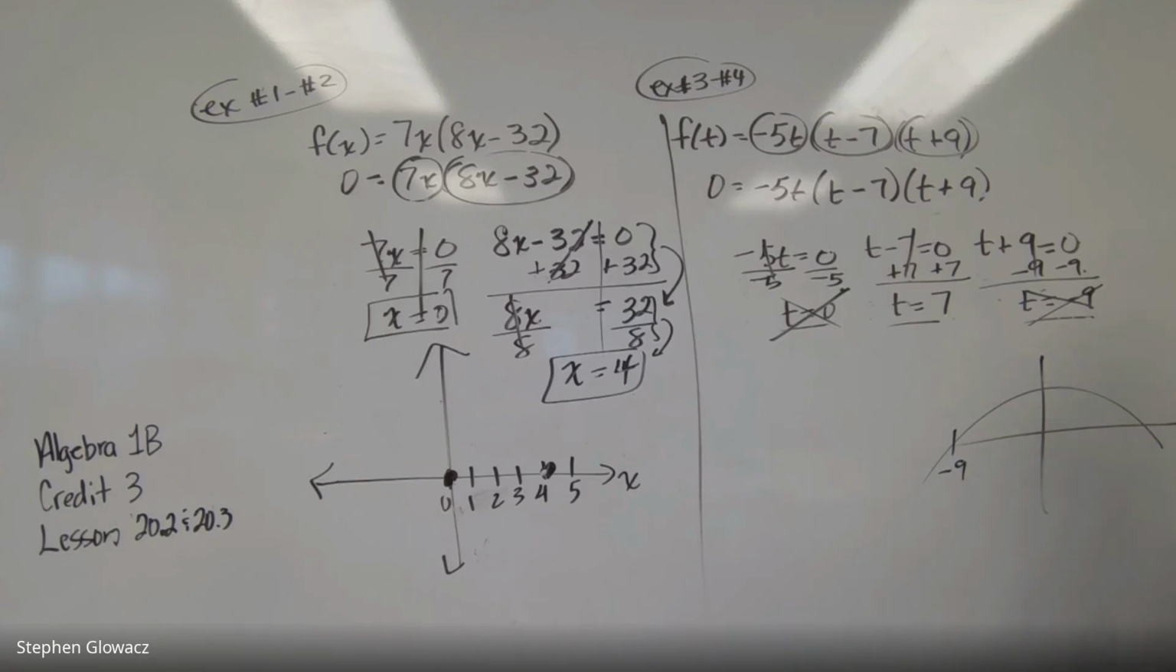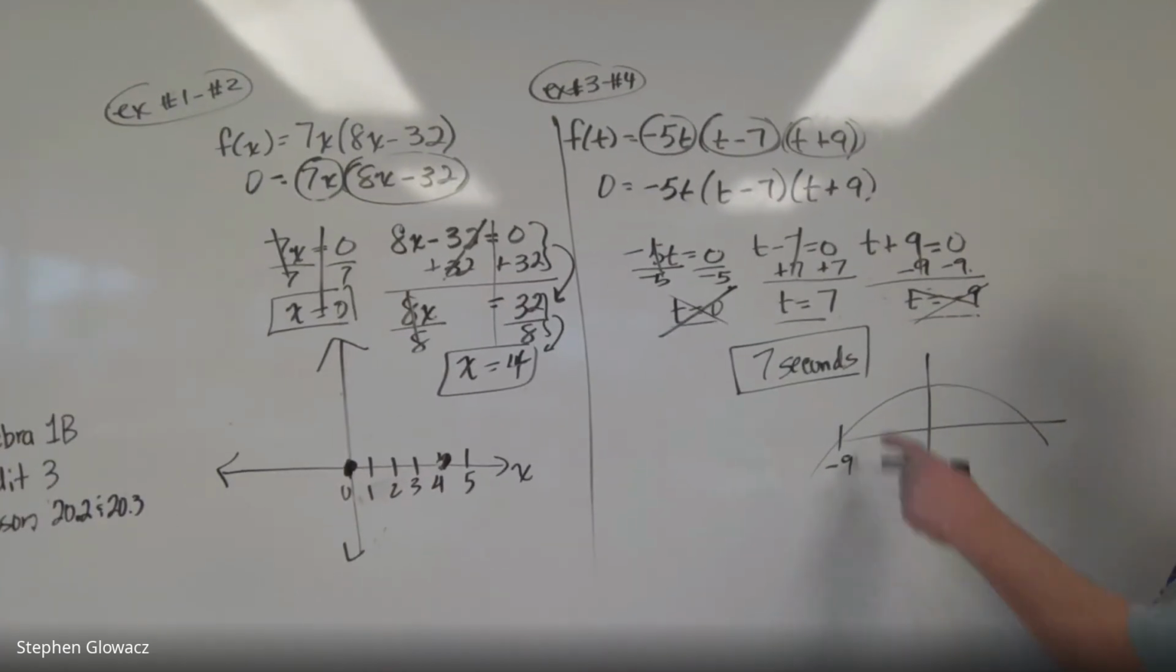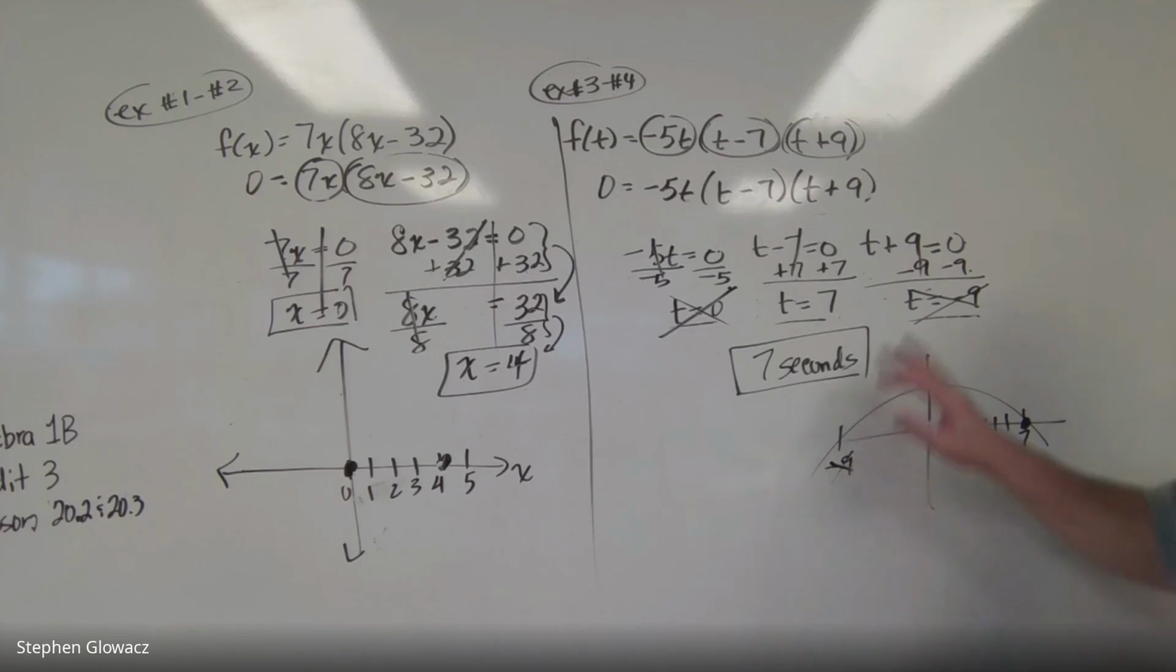So the only answer that makes sense is that the ball is in the air for 7 seconds. So our answer would be 7 seconds because it's the only positive answer that we have there. So if we were to graph this, we would see that the parabola, let's move this over just a little bit, intercepts, remember the x-axis represents the ground, at negative 9, but we already said that's not a legitimate answer. And then also over here at 1, 2, 3, 4, 5, 6, 7. And that would be our answer, 7 seconds until that ball hits the ground.